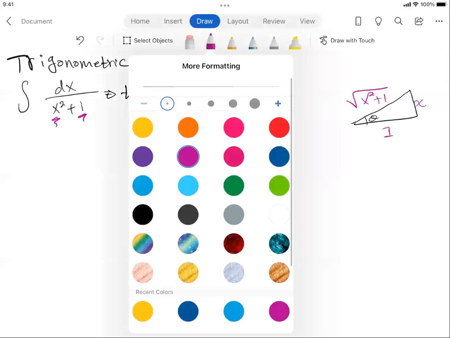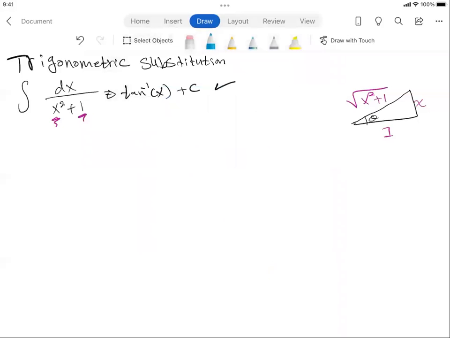So let's see. From this, I can say that sine of theta equals x over 1. Or, my bad, I meant that tangent of theta equals x over 1. Simply, it's opposite over adjacent. So x equals tangent of theta, and dx equals secant squared of theta d theta.